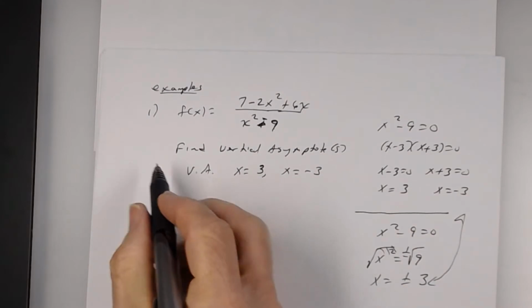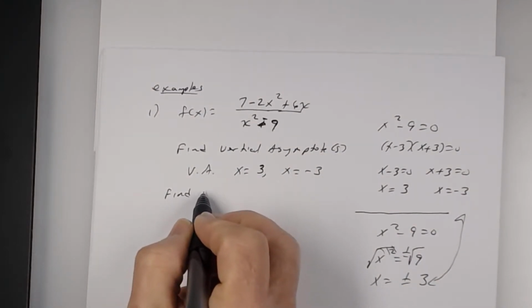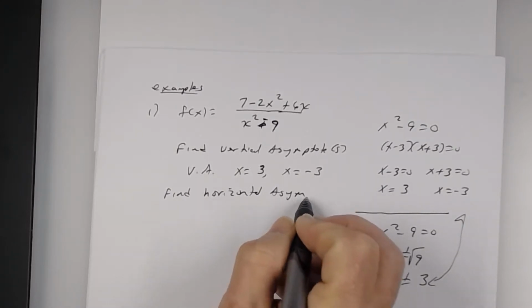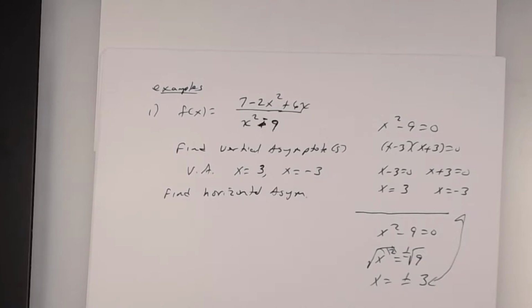All right, let's talk about the horizontal asymptote. Let's find the horizontal asymptote. What do you notice about the degrees of the numerator and the denominator? Okay, what's the degree of the numerator? 2. Okay. Degree is 2. There are 3 terms. I don't know if that's what you were referring to when you said 3. There are 3 terms, but that's not what the degree is.